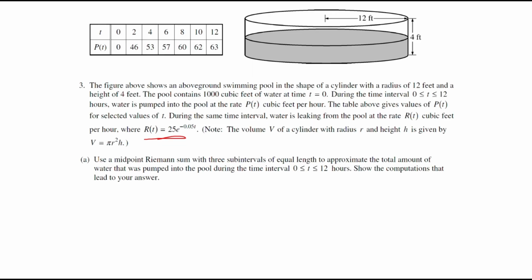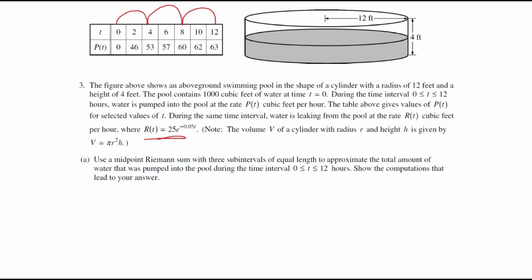So part A asks us to use a midpoint Riemann sum with 3 equal length subintervals to approximate the total amount of water pumped into the pool. And we don't care about how much is draining out, but just what's pumped in on the interval from 0 to 12. So if we're going to use 3 subintervals of equal length, that'll be 0 to 4, 4 to 8, and 8 to 12.